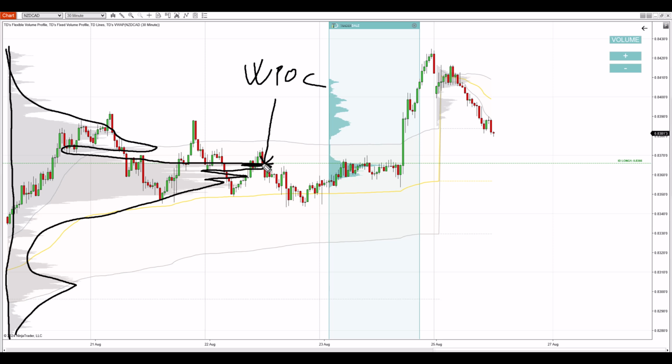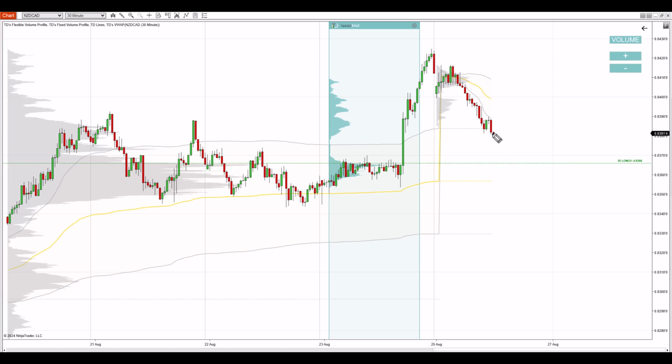Alright, and as you can see, it is at our level. So this definitely adds strength to our level and makes the chances of a successful reaction even better. Alright, so again, we need to wait for that pullback and then take it from there.